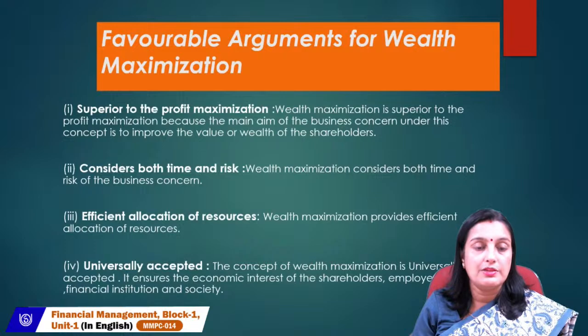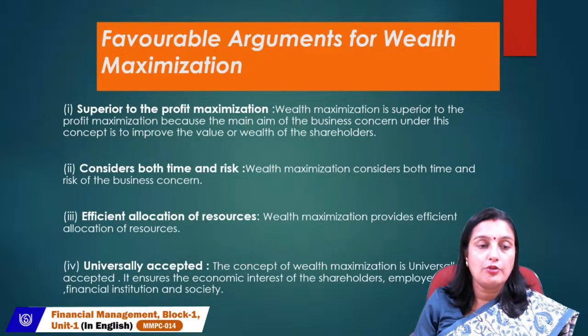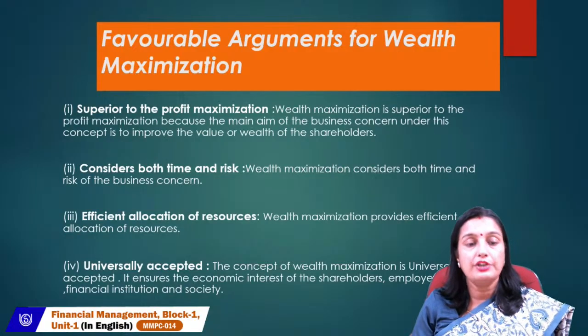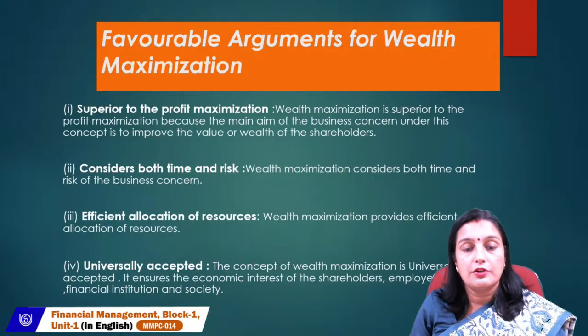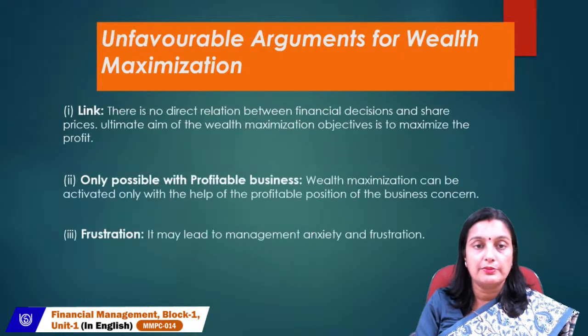Another point, as already mentioned here, is time and risk. Profit maximization is ignoring the time value of money and the risk for the business. So that's why wealth maximization considers both the time value of money and the risk of the business concern. Efficient allocation of resources: wealth maximization provides efficient allocation of resources. The concept of wealth maximization is universally accepted. It ensures the economic interest of the shareholders and implies financial discipline and safety. So these are the favorable points of wealth maximization.